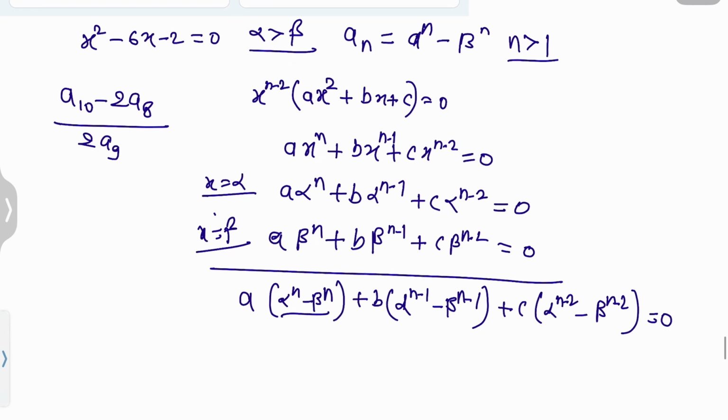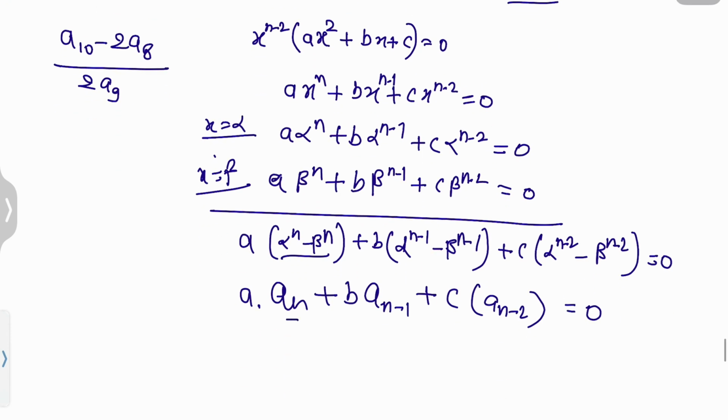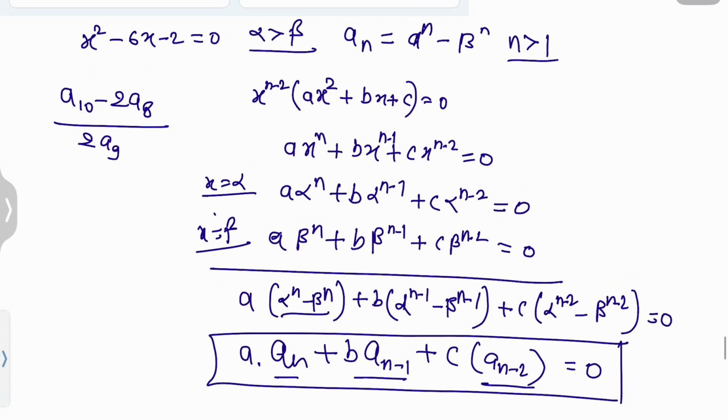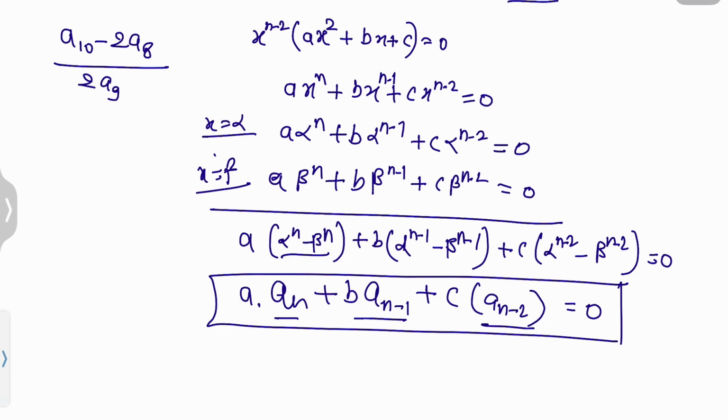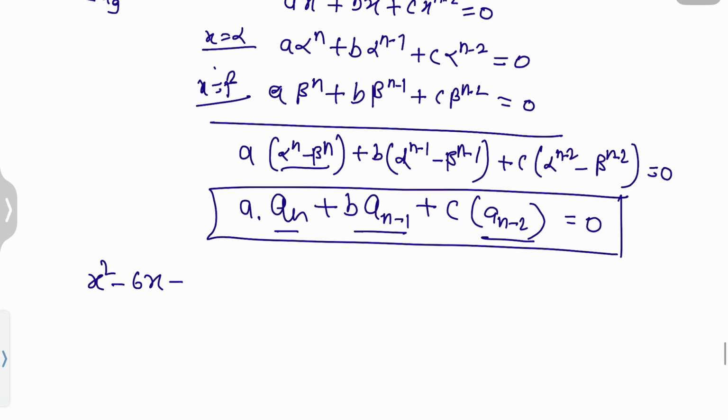According to this, that is a into an, b a n minus 1 and c a n minus 2, understand that, equal to 0. So every time such a condition is given, a n, a n minus 1 and a n minus 2 follow this formula. Okay, so your question is given as x square minus 6x minus 2, so according to this you can change the power not given.